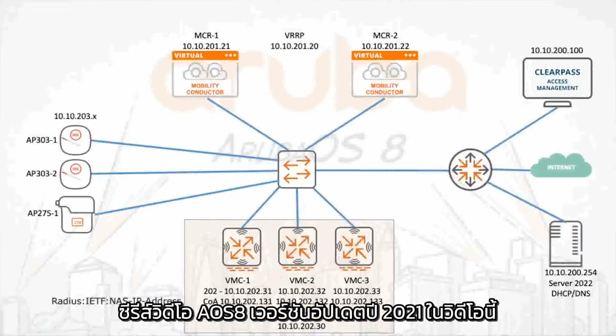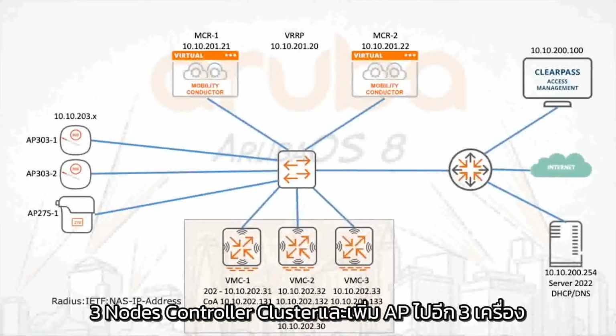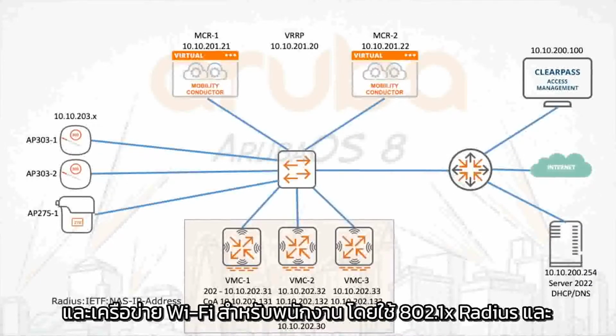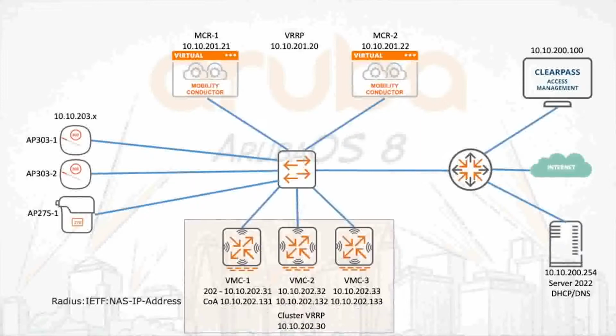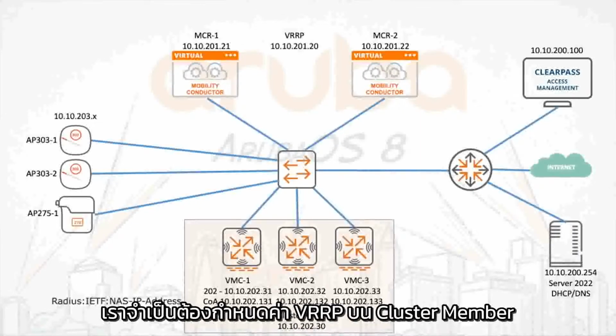In this video we are going to have a look at implementing and configuring a 3-node controller cluster and adding 3 access points and an employee Wi-Fi network using 802.1x, RADIUS and Change of Authorization. For the Change of Authorization to work, we need to configure VRRP on the cluster members.